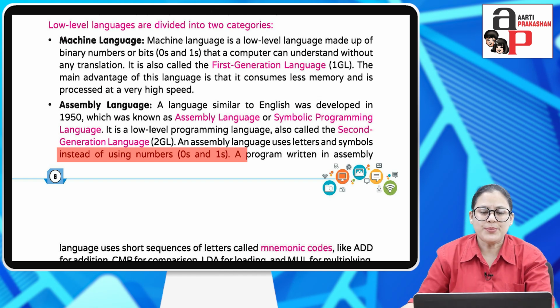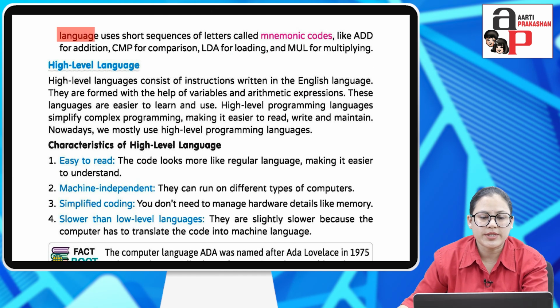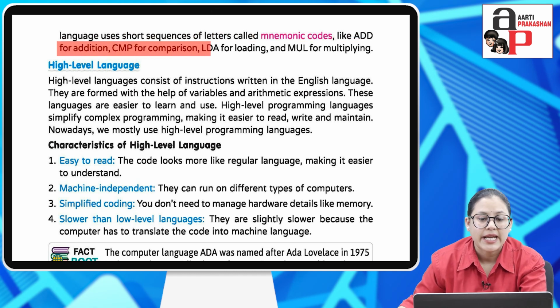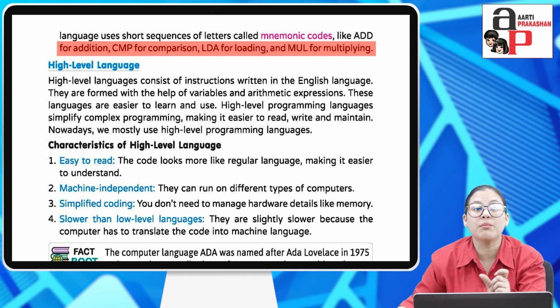A program written in assembly language uses short sequences of letters called mnemonic codes like ADD for addition, CMP for comparison, LDA for loading, and MUL for multiplying. So these are the mnemonic codes.